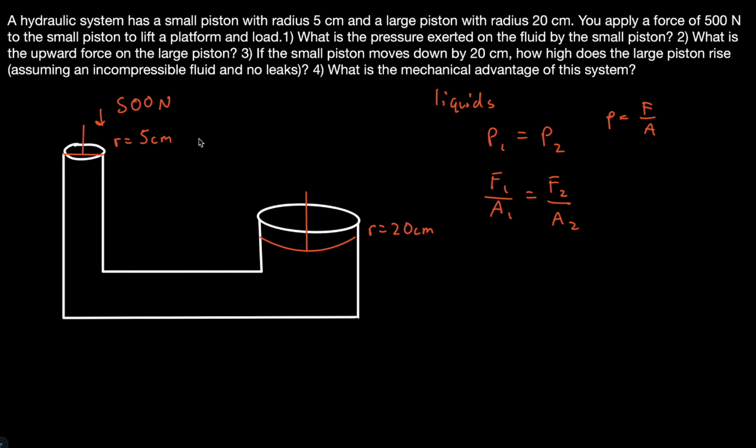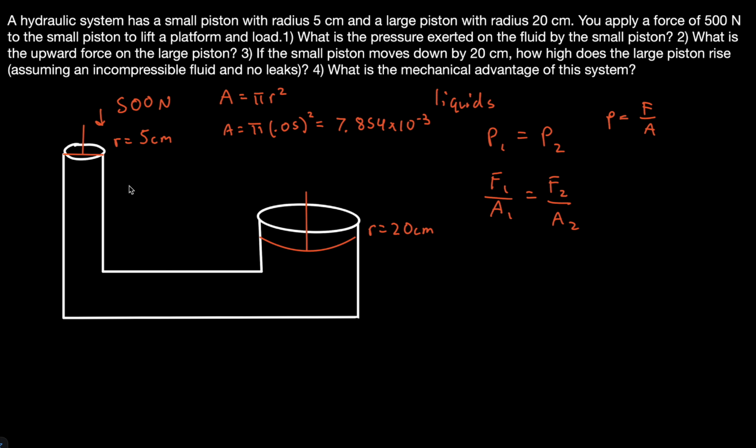Well, we need to first find our area. So we're just trying to find the pressure that is exerted by this small piston. So we know that area is going to be pi r squared. So that is just going to be pi times, we need to convert this to meters, so this is going to be 0.05 meters, and this is squared. And when we do the math for that, we are going to get 7.854 times 10 to the negative 3 for our area. And that's just going to be for our area.